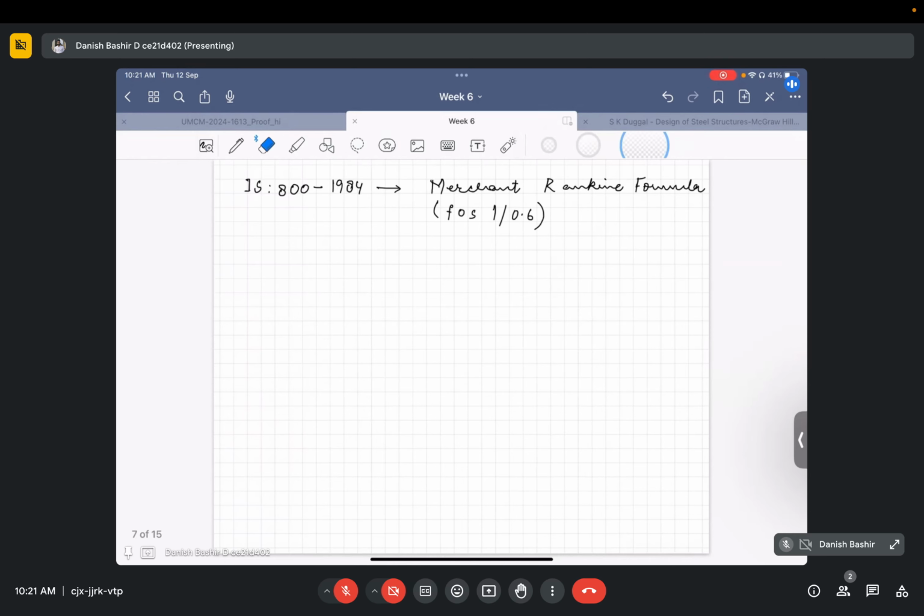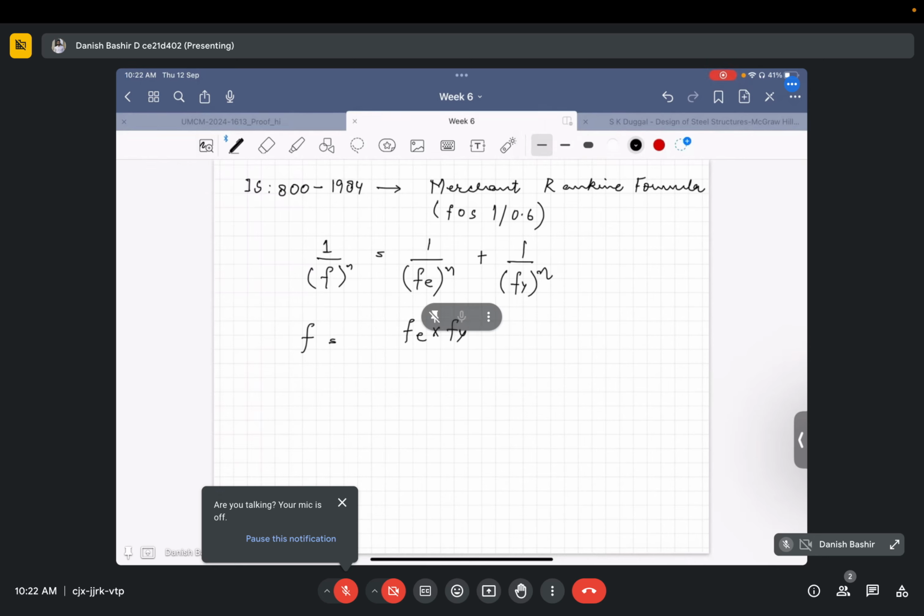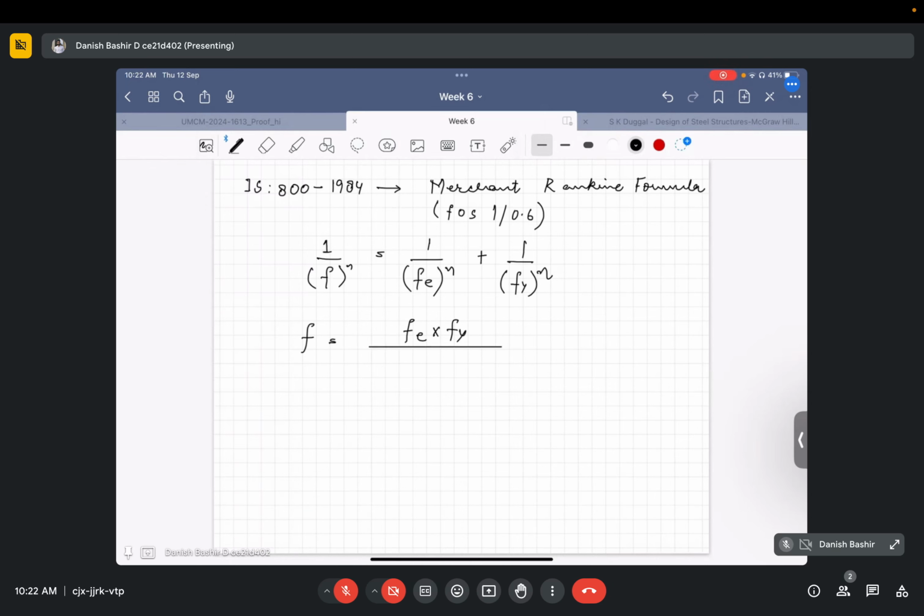So what is the fundamental form of this Merchant-Rankine formula? I will write here 1 by f whole power n is equal to 1 by fe to the power n, I will tell you the meaning of everything, plus 1 by yield strength fy to the power n. From this we get f equal to fe times fy divided by fe power n plus fy power n, to the whole power 1 by n.